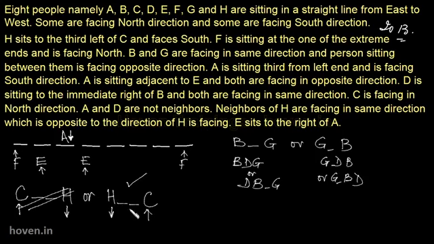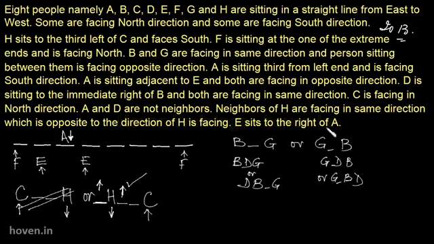So here now I'll mark one underscore here, that is the space, and I'll also mark direction here. This is up and this is up. He says neighbors of H are facing in the same direction, which is opposite to the direction of H. So it has two neighbors and both of them are facing upwards.